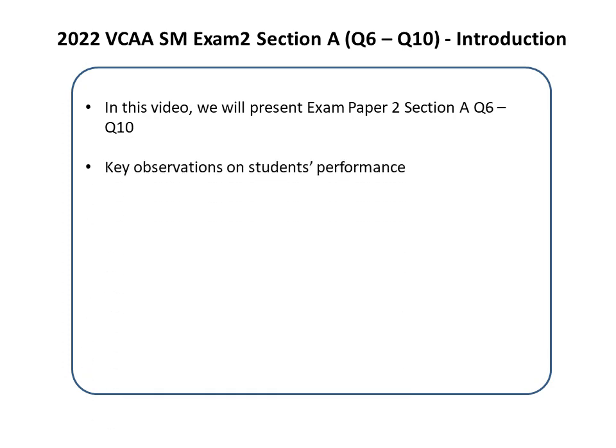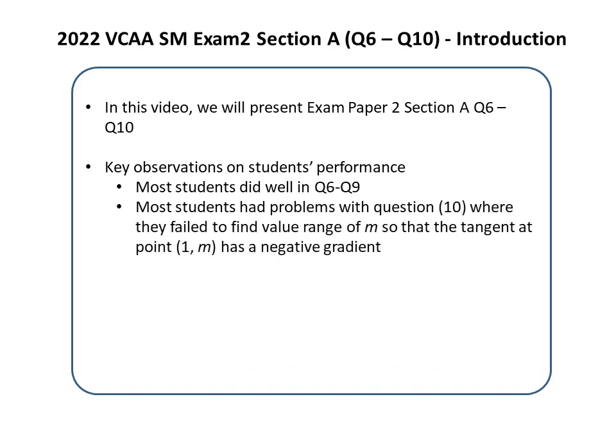Statistically, most students answered questions 6 to 9 well. However, most students had problems with question 10, where they failed to find the value range of n, so that the tangent at point 1 n has a negative gradient.